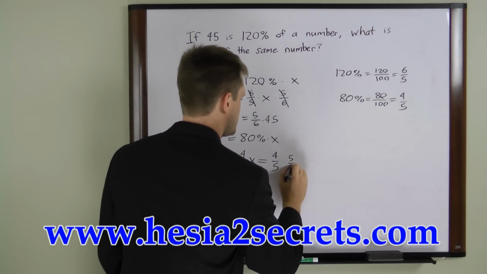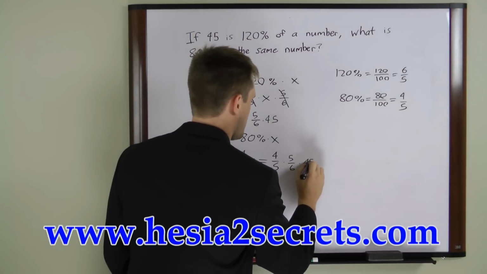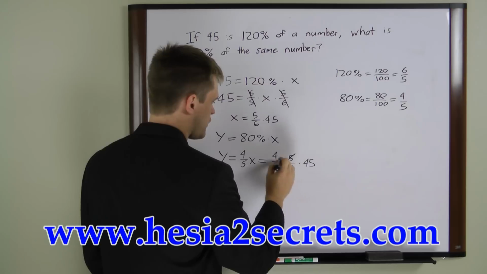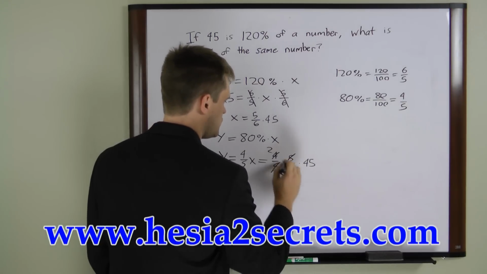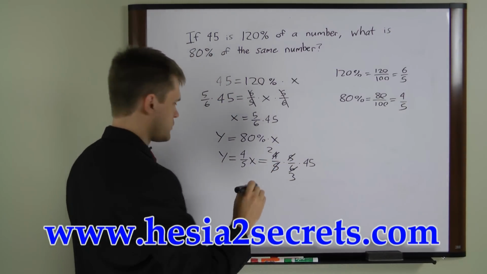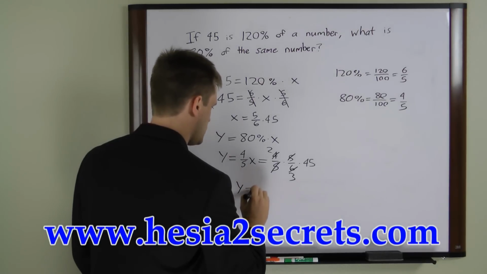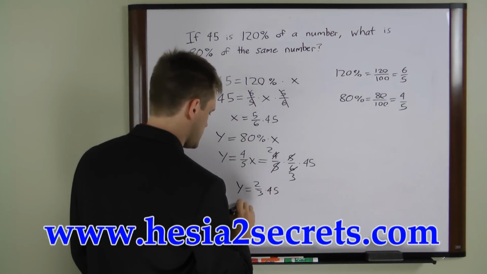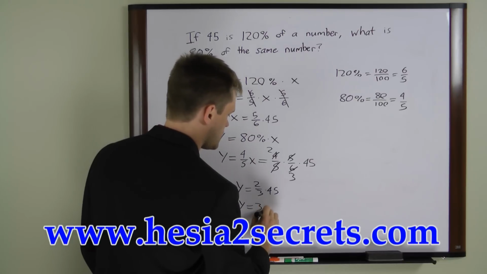Now we can cancel out these 5's, and the 4 over 6 is the same as 2 over 3. So we can rewrite this as y equals 2/3 times 45, which is the same as y equals 30.